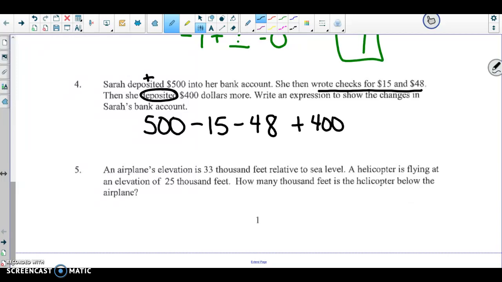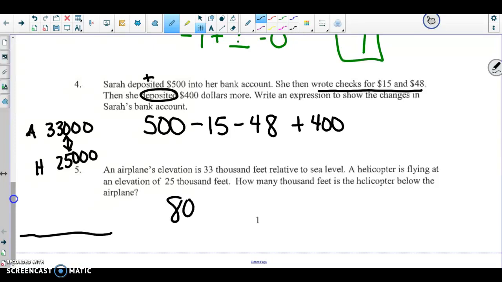So if one's up here, so here's my ground down here, and I've got an airplane up here. I can't really draw an airplane, so we're going to call it an A. It's at 33,000 feet, and below is the helicopter at 25,000 feet. And the question is, how far apart are they? How far below is the helicopter? Well, the helicopter is 8,000 feet below, because if I just subtract those, 33 minus 25, I end up with 8,000 feet.